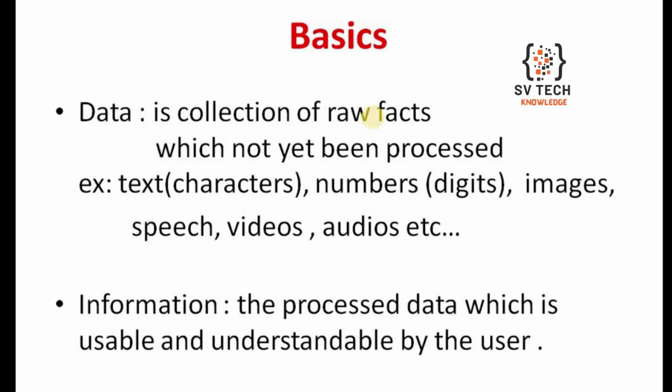So here we are going to discuss the very basics of database management system. First one is data. Data is a collection of raw facts which have not yet been processed. For example, we can take text, which are characters, numbers, which are digits, images, speech, videos, audio files. All these are raw facts which are not yet processed, and are called data. Next, information. The processed data which is usable and understandable by the user is known as information.